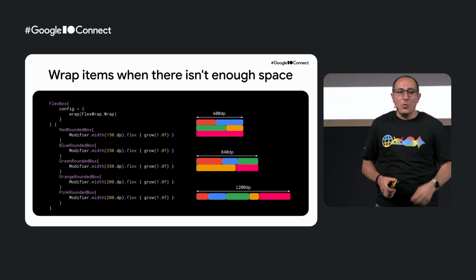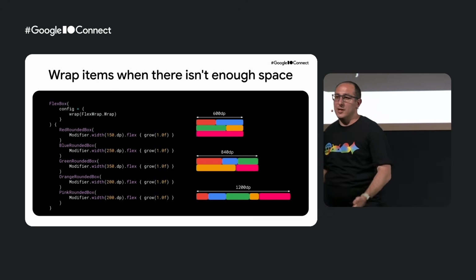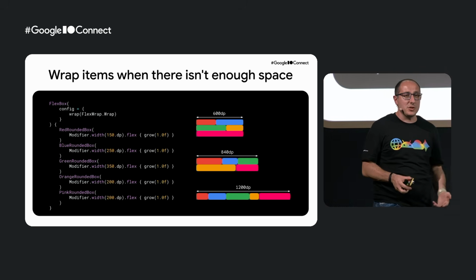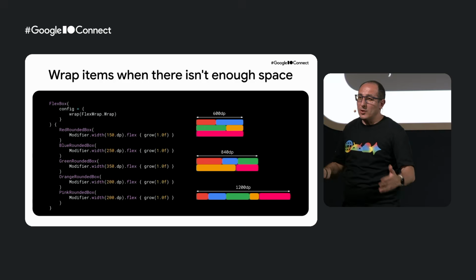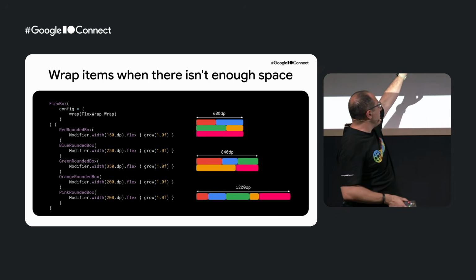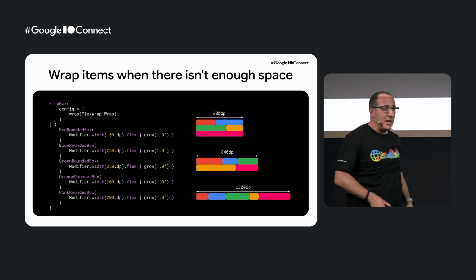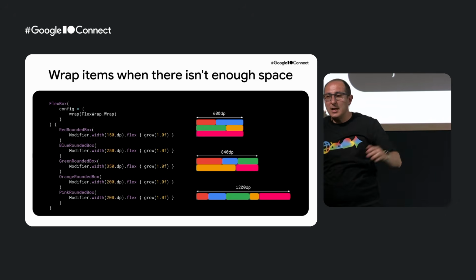But what happens when there is not enough space? You have two solutions here. You either ask the FlexBox not to wrap, so everything will be basically compressed, or it will just wrap and try to fill the space in an optimal way. So you see here we added flex grow, so that we say, OK, whenever you wrap, just let them grow until you have space.